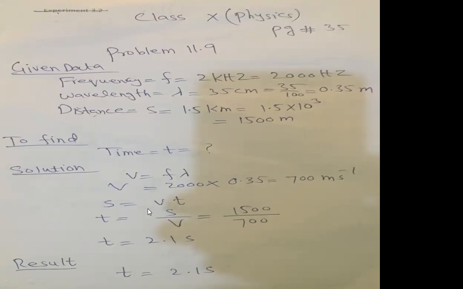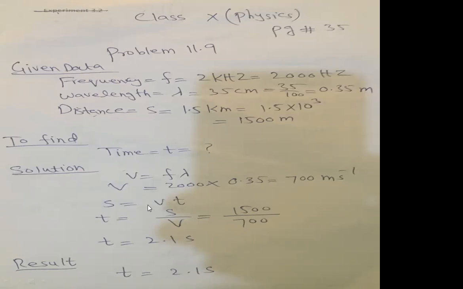Again, I use the formula S is equal to Vt, and we need to find T. That's why I separate T from this equation. V is multiplied here, so if it goes to the other side of the equation, it will be divided: T is equal to S divided by V. The value of S is 1500, and the value of V we just found is 700 meter per second. So just plug in the values: 1500 divided by 700.